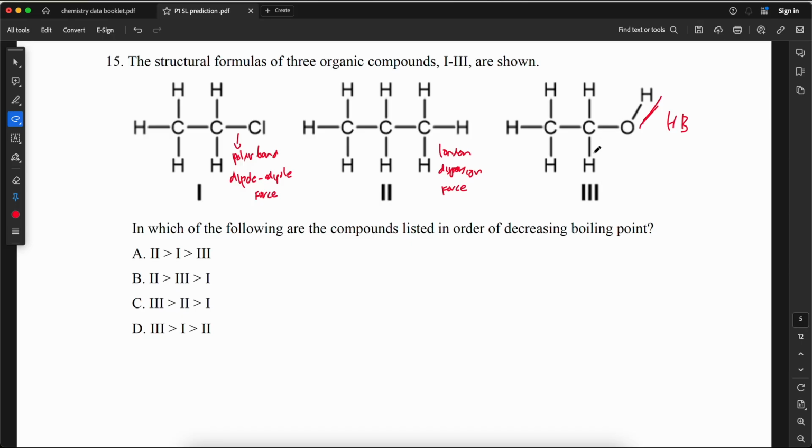have highest boiling point. In which of the following are the compounds listed in order of decreasing boiling point? So this is the strongest, and then go to here, and then here. So the answer is 3, 1, and 2.